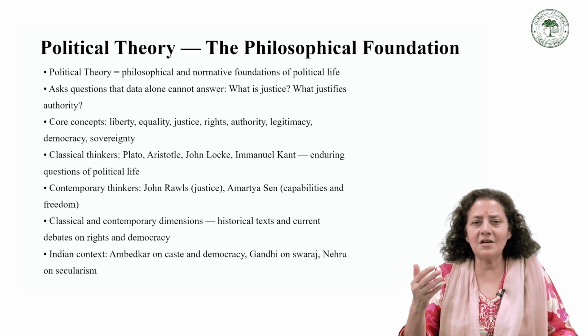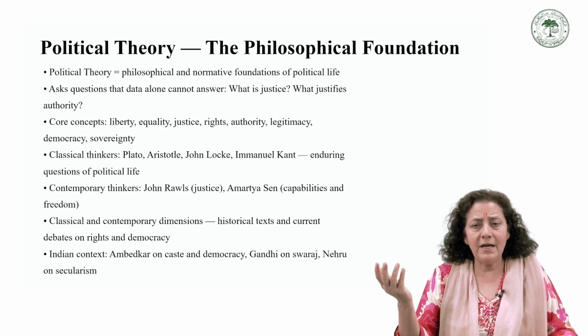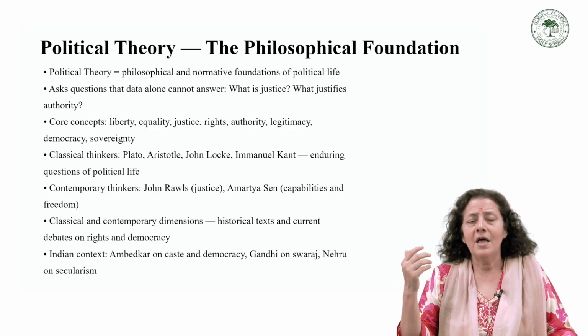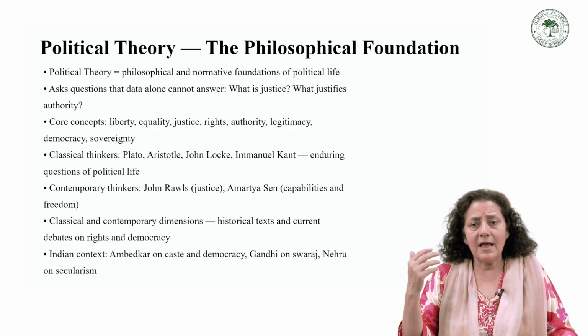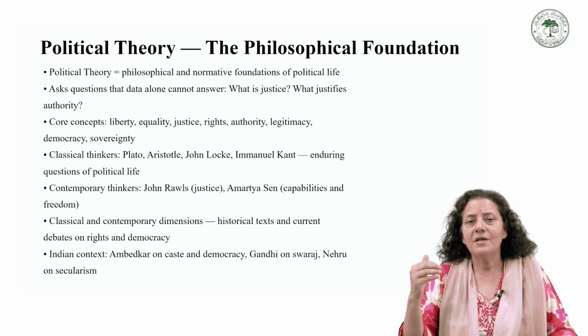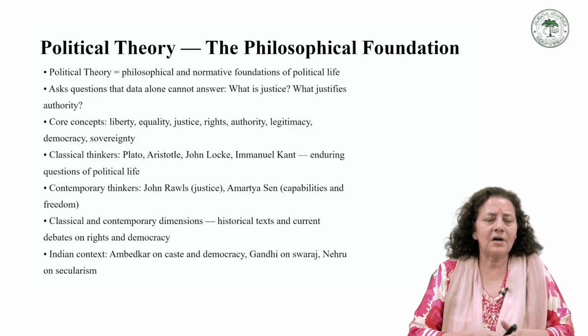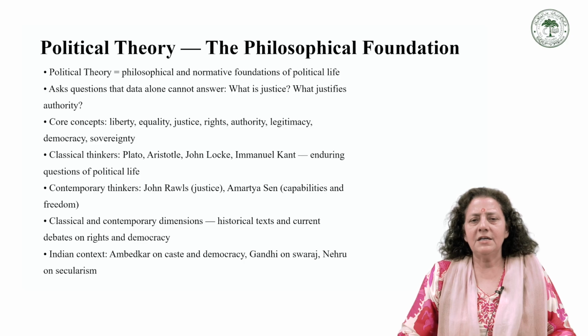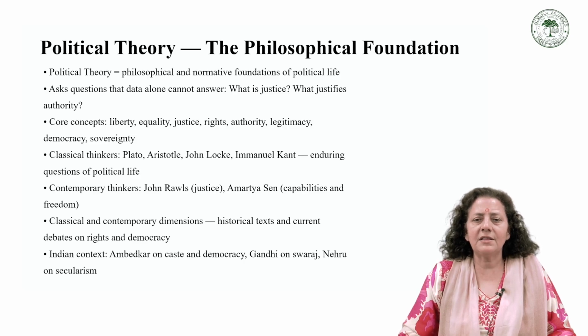These are questions that great thinkers have grappled with for millennia, from Plato and Aristotle in ancient Greece, to John Locke and Immanuel Kant in the Enlightenment, to John Rawls and Amartya Sen in contemporary times. Political theory has both a classical dimension, the study of historical texts and thinkers, and a contemporary dimension, the engagement with current debates about justice, rights, gender, colonialism, and democracy.